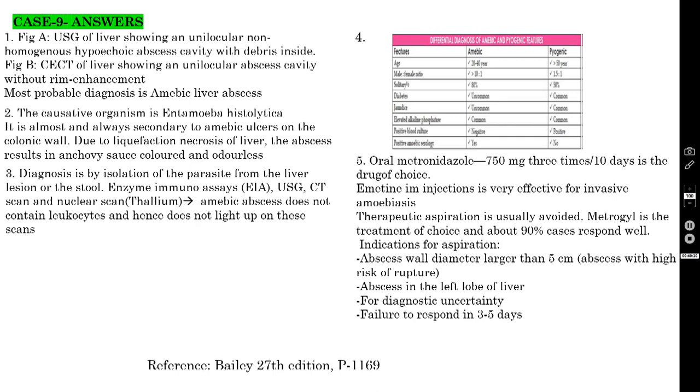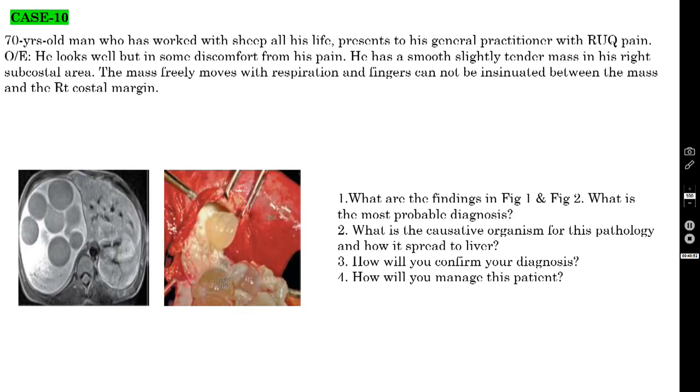Indication for aspiration: abscess wall diameter larger than 5 centimeter, high risk for rupture. Abscess in the left lobe of the liver, again high risk for rupture. For diagnostic purposes, if you are unable to make a definitive diagnosis, then also you have to do aspiration. Failure to respond to medical treatment: if no response to metronidazole in 3 to 5 days, then also you can aspirate. So this is the treatment for this patient.